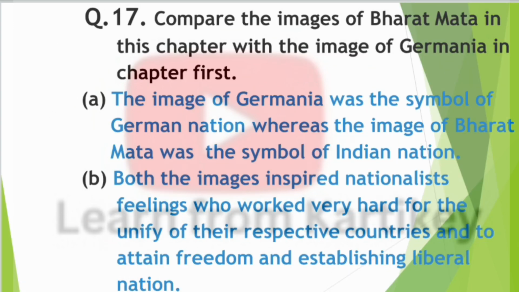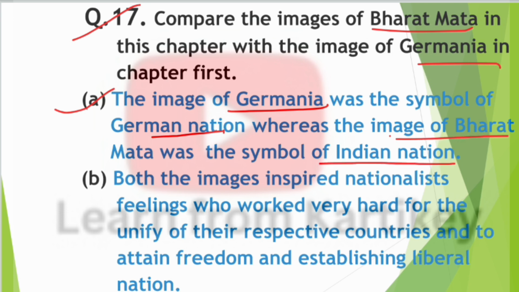Next question, question number 17. Compare the image of Bharat Mata in this chapter with the image of Germania in chapter one. So answer, first point: the image of Germania was the symbol of the German nation, whereas the image of Bharat Mata was the symbol of the Indian nation. Second point: both the images inspired nationalist feelings in those who worked very hard for the unity of their respective countries, to attain freedom and establish a liberal nation.